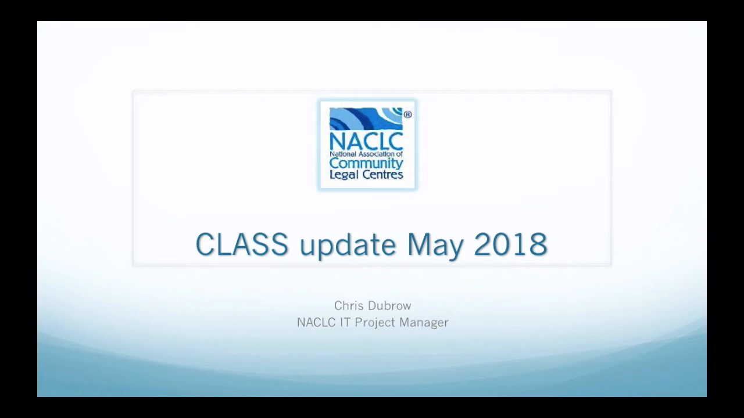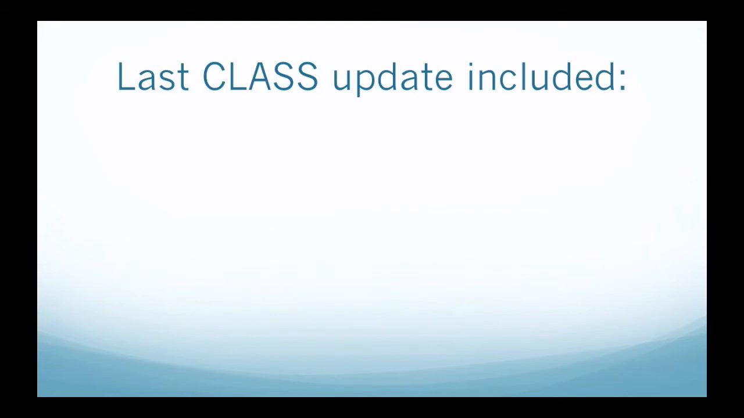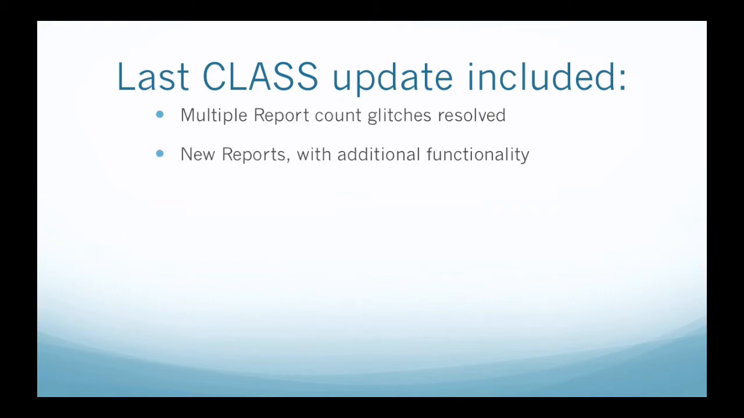what has been updated in the last couple of weeks because quite a few of you have been seeing the changes. Not everyone reads all the emails, we get that, and it's good to run out a video to just quickly explain what's been going on. So the last class update over the last couple of weeks has included multiple report count glitches, all fixed. A lot of you guys reported in and we've fixed most of those big problems. There are a big bunch of new reports with additional functionality, so they're very much worth having a look at when you've got the time.